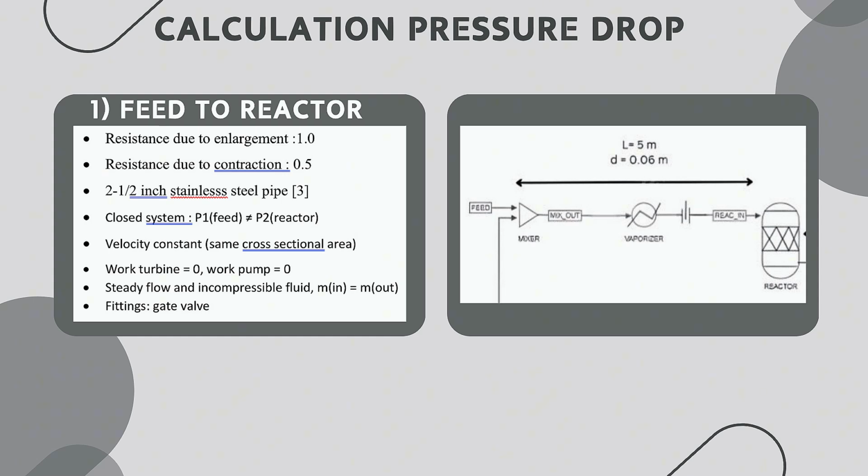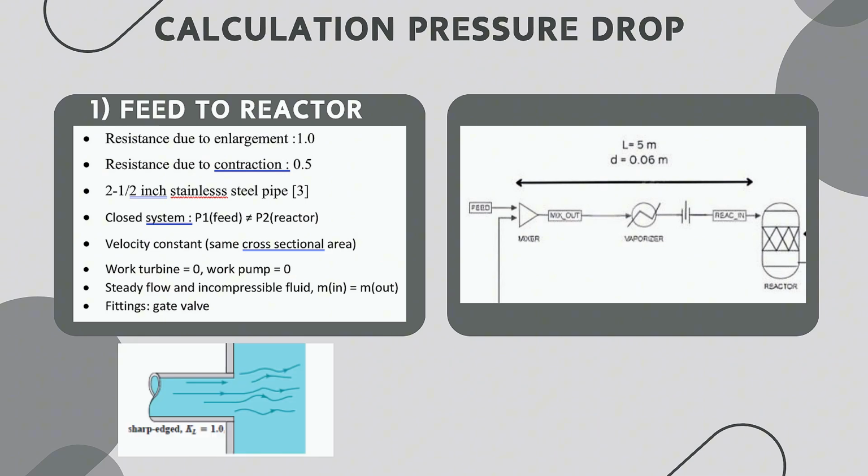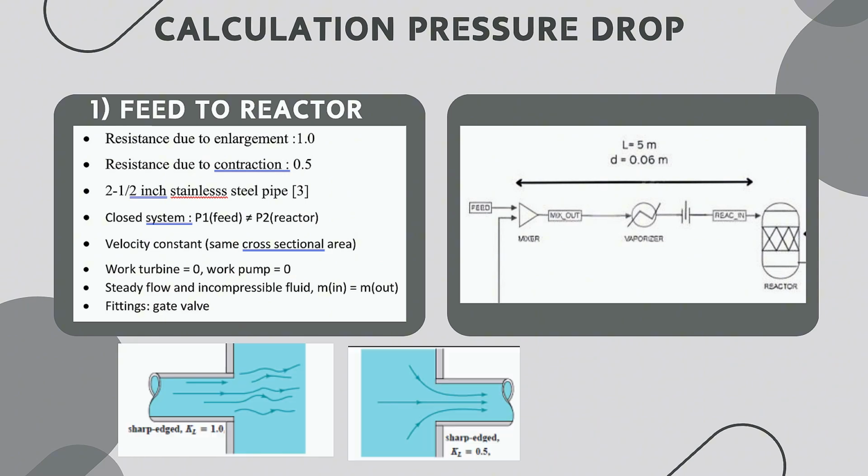For the calculation of pressure drop from feed to reactor, we assume the resistance due to enlargement is 1, and resistance due to contraction is 0.5. We use a 2.5-inch stainless steel pipe, 5 meters long. It is a closed system, where the feed pressure and reactor pressure are not the same. The velocity is constant because of the same cross-sectional area, with no turbine work and no pump work. It is steady flow and incompressible fluid, and the fittings are gate valves with a 0.13 constant.